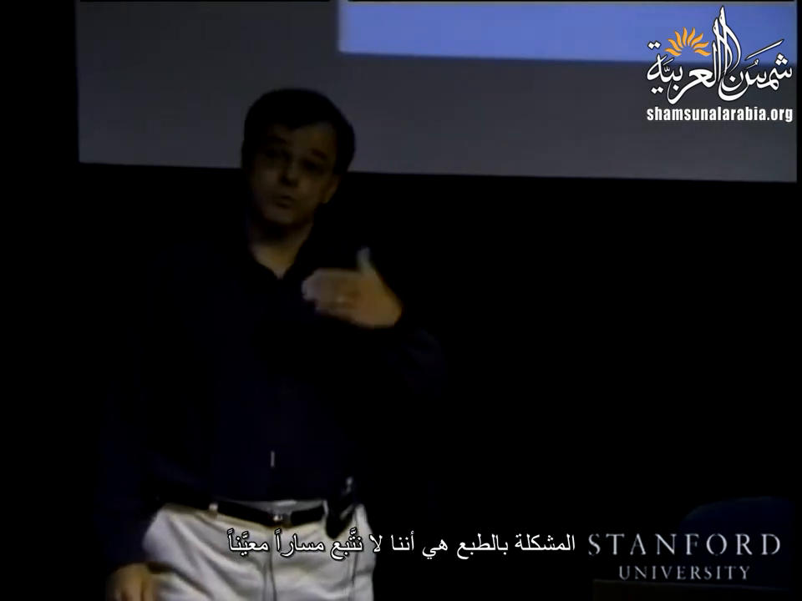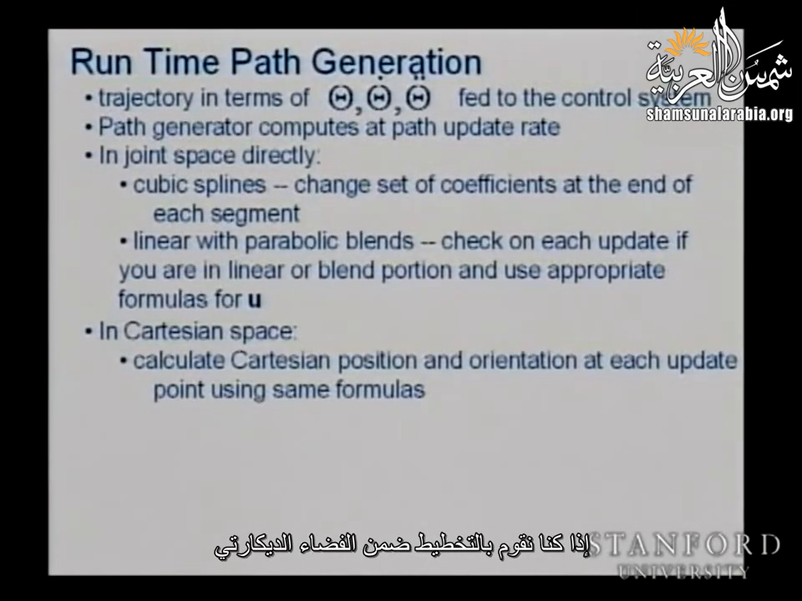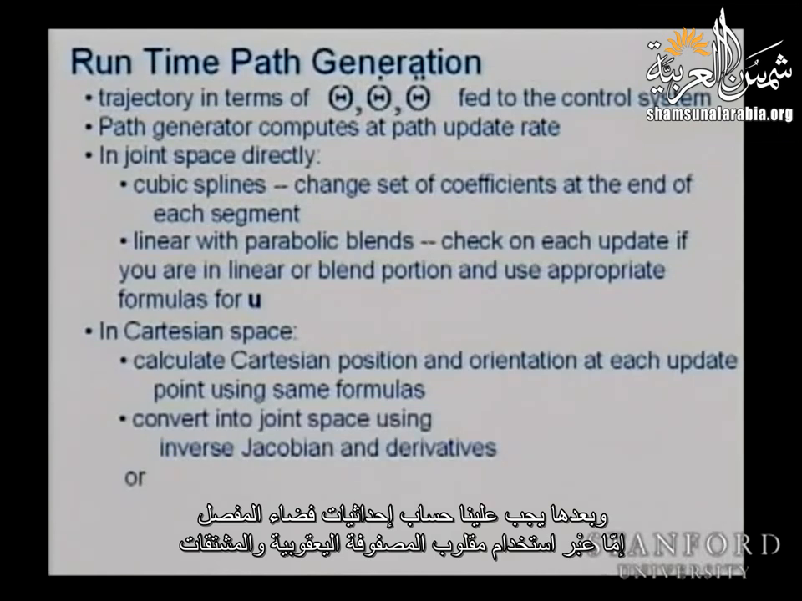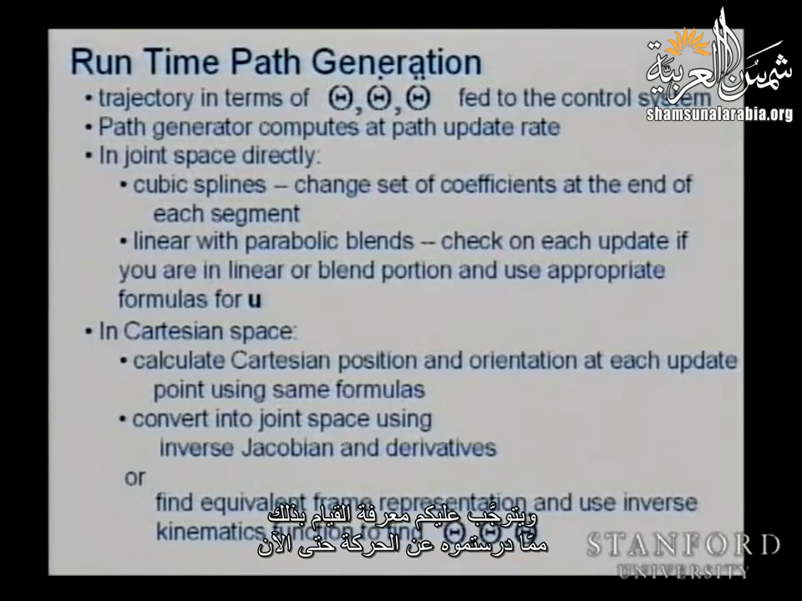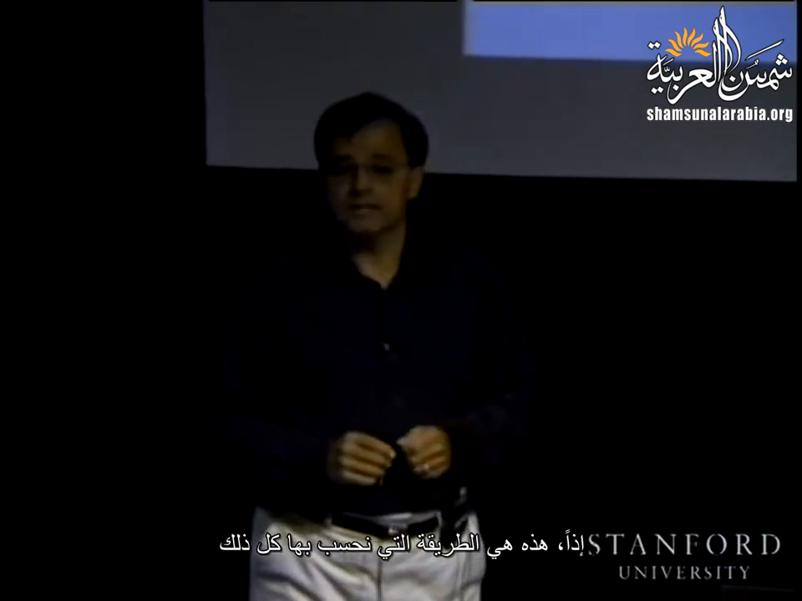The problem, of course, is that we're not following a particular trajectory. We're just moving continuously in the space. If we're doing the planning in Cartesian space, then we calculate the Cartesian position and orientation at each update point using these same formulas. And then we have to calculate the joint space coordinates using either the inverse Jacobian and derivatives, or find the equivalent frame representation and then use the inverse kinematics functions to get theta, theta dot, and theta double dot. And you should know how to do that now from the kinematics that you've done so far, and the inverse kinematics. So this is how we can compute all that.